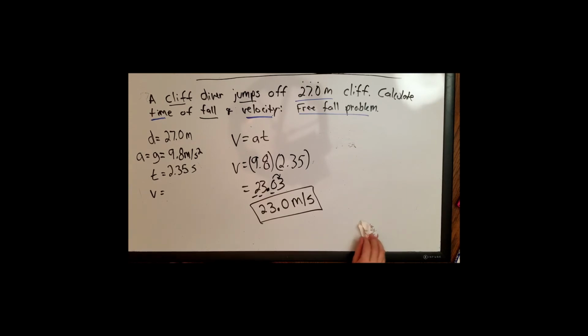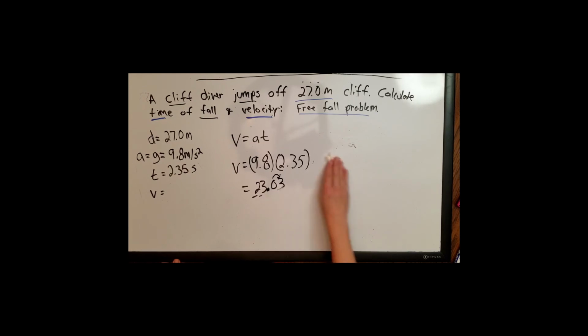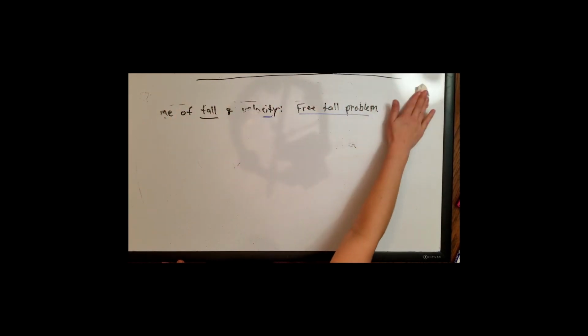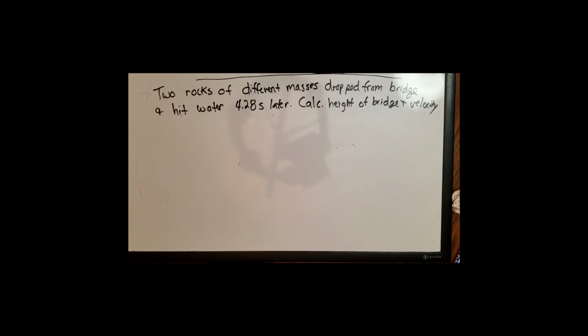All right, let's try another problem. So the next problem on the PowerPoint, get it written down here. The next problem we have is 2 rocks of different masses are dropped from a bridge and they hit the water 4.28 seconds later. Calculate the height of the bridge and velocity reached.